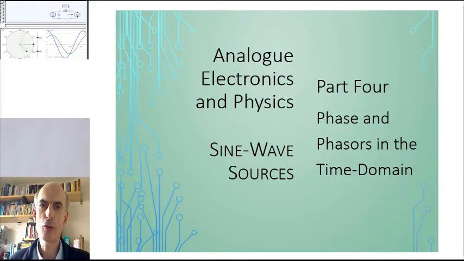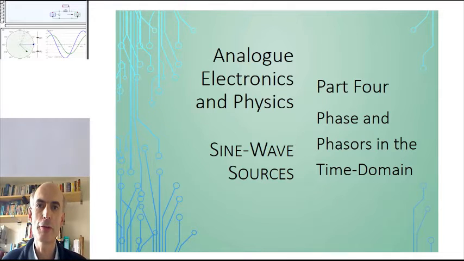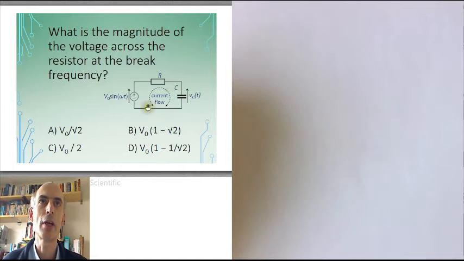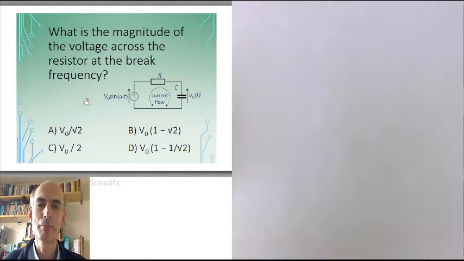Hello, and in this fourth talk I want to highlight an important issue which causes a lot of people some problems when they start thinking about analysing AC circuits using phasors. And I'll start by asking a question. What would be the amplitude of the voltage across the resistor, in this case at the break frequency?